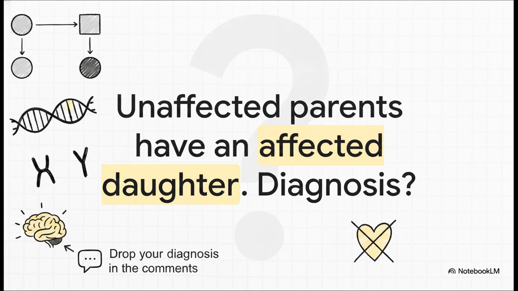Imagine unaffected parents come into your clinic and they have a daughter who is severely affected by a genetic condition. Based on the strict biological rules we literally just went over, what is the only possible mode of inheritance?